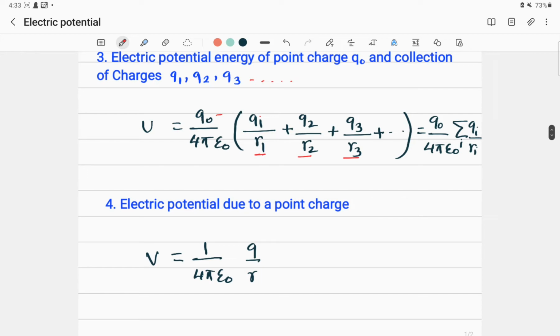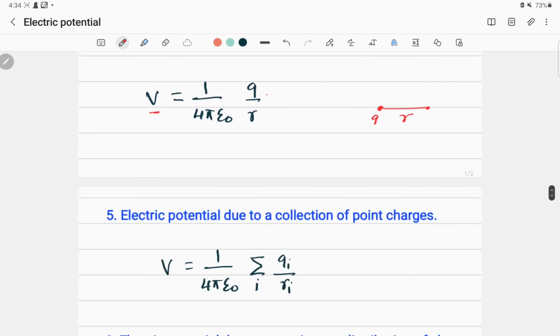Here is another important equation that relates electric potential to a point charge. This is denoted by capital V and given by V equal to 1 by 4 pi epsilon naught times Q over r, where epsilon naught is the electric constant again, Q is the value of the point charge and r is the distance from the point charge to where potential is measured. This is the point charge. Suppose you have to find the potential right here, so this distance is r.